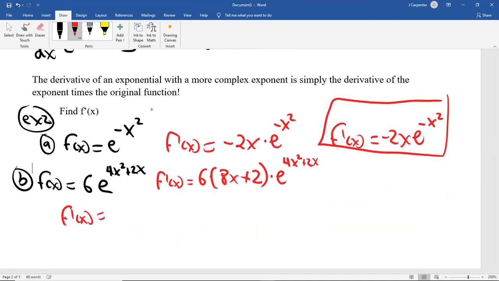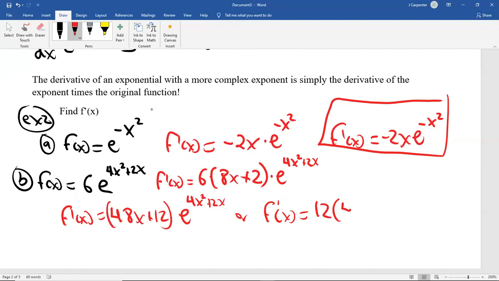Now there's a couple different things you could do. You could distribute the 6 to get 48x plus 12 times the e to the 4x squared plus 2x. That's distributing the 6. Or you can factor, and it's actually best to do it after the distribution because there's a factor of 2 in here. If you pop that out, you get a 12. Or you can say, hey, there's a common factor of 12 inside. Take that out, and you get 4x plus 1 in the parentheses, then the e to the 4x squared plus 2x.